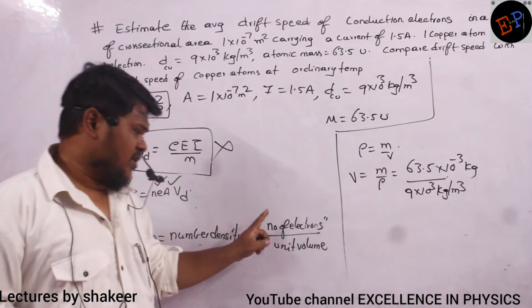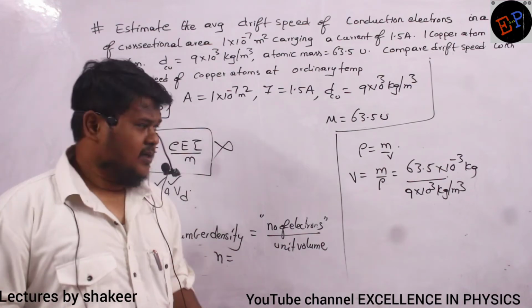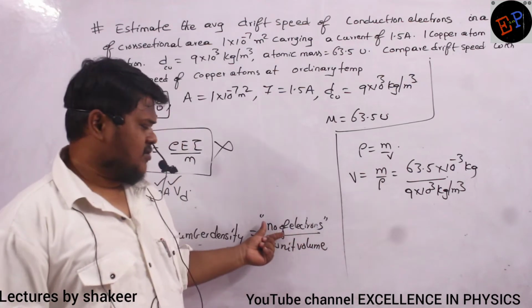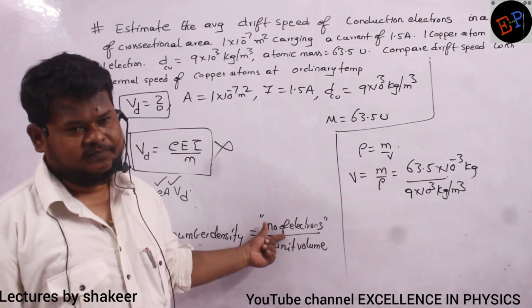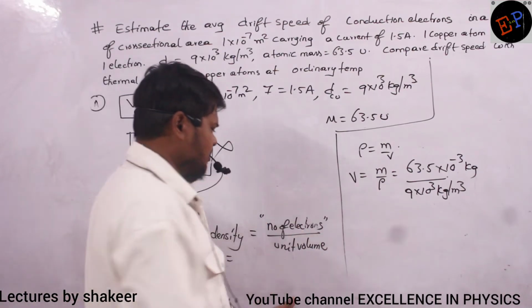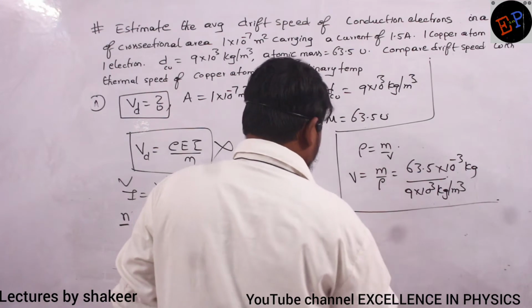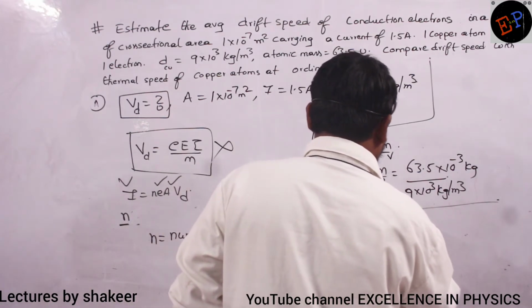So 1 copper atom contributes 1 electron. Therefore, number of atoms and number of electrons are equal, no? Are you able to understand? Because I have taken mass to be 1 mole, number of electrons should be equal to number of atoms, which is again equal to Avogadro number. So number of electrons are 6.023 into 10 power 23.